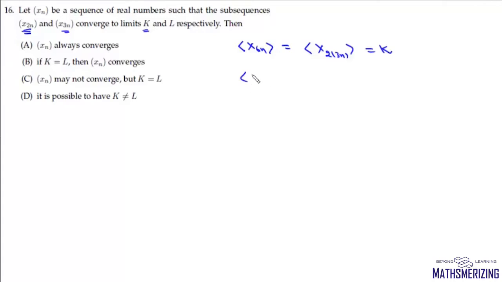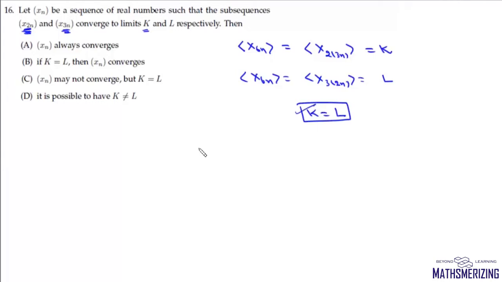Now we can also write this subsequence x6n as x of 3 into 2n. That is, it is a subsequence of x3n. And if x3n converges to L, then any subsequence of x3n will also converge to the same limit L. So from here we can say this k must be equal to L. Now in any case, k must be equal to L, but the sequence itself may not be convergent.